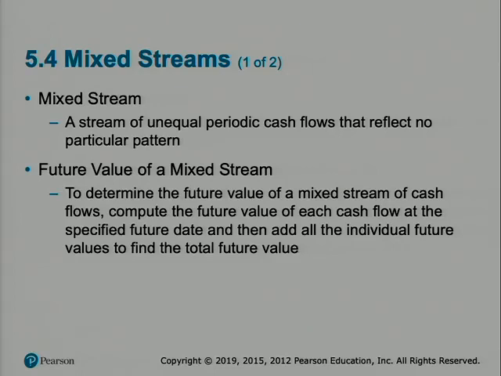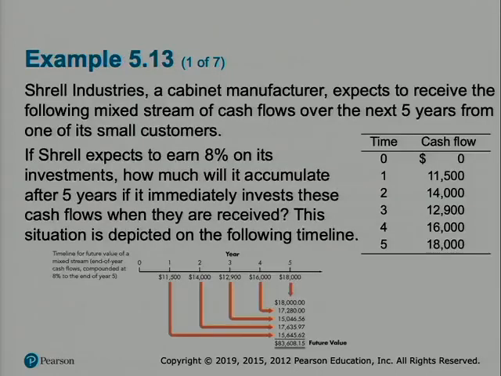Annuities are the same number repeated over and over again. $1,000, $1,000, $1,000, that's an annuity. A mixed stream is $1,000, $1,500, $1,250, $1,300, $1,500. It's just a mixed stream of numbers that we want to figure out the value of. So you could do that.